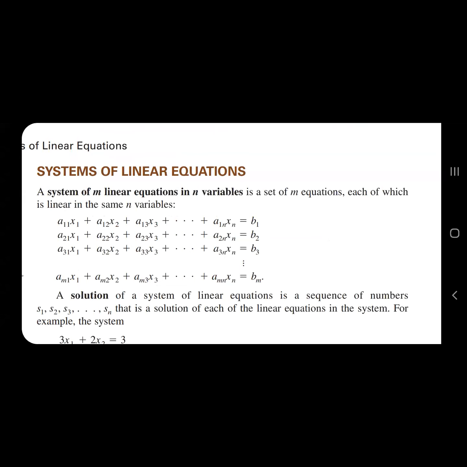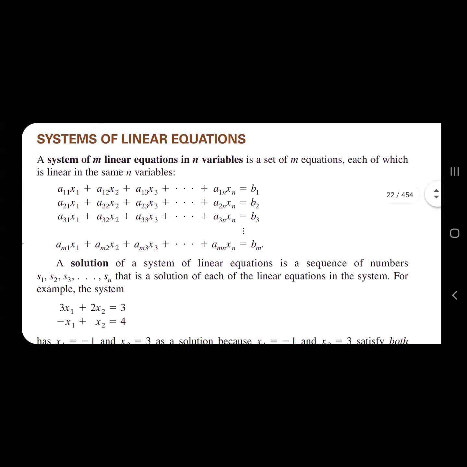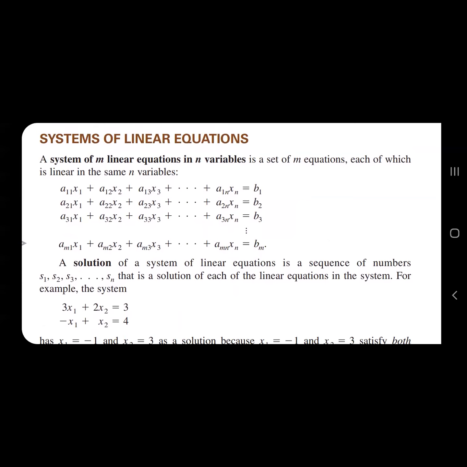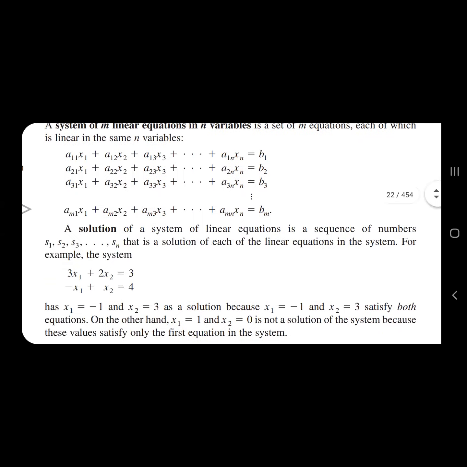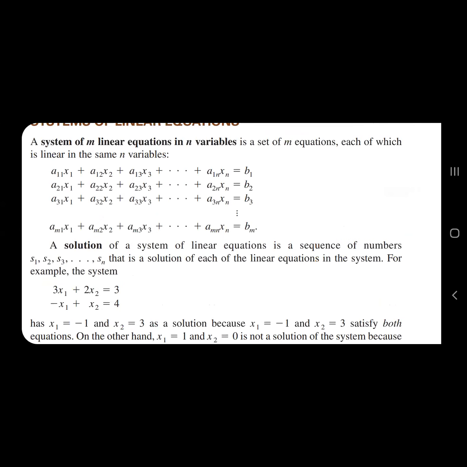So for example, let's look at this guy right here. If I would have x equals 1 and y equals 0, that will be a solution for the top equation, but it will not be a solution for the bottom equation. So x equals 1 and y equals 0 is not a solution for the system. On the other hand, if I have x equals -1 and y equals +3, then that will be a solution for the system because it satisfies both equations.